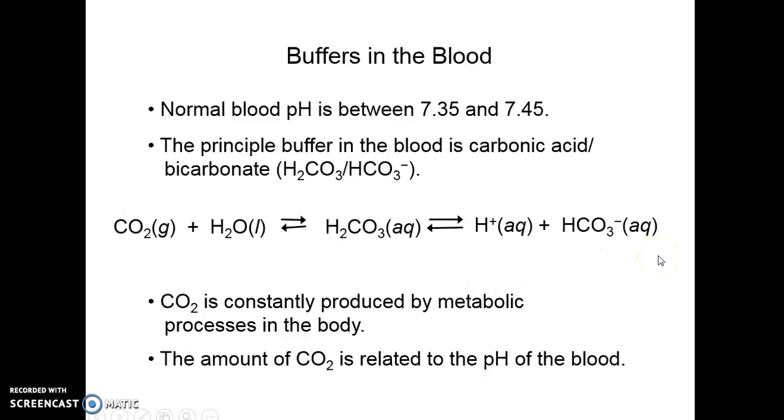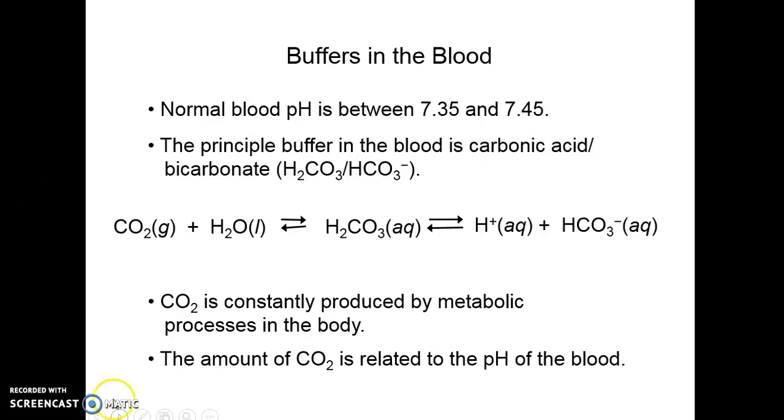We have a special buffer system in your blood due to high levels of carbon dioxide. This is the principal way that your body controls pH. There are some other ways, for instance, through protein buffering, and in your cells, phosphate buffers. But in your bloodstream, this is the most important buffer system. You need to pay close attention to this if you're going into nursing.